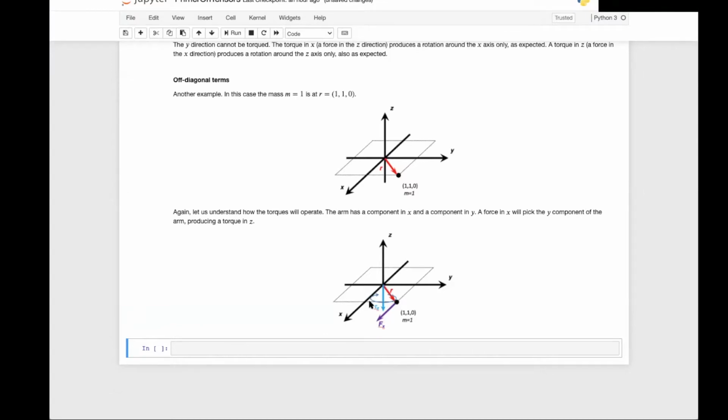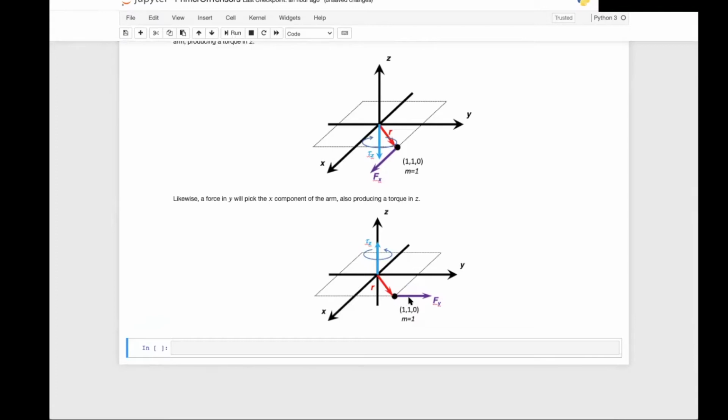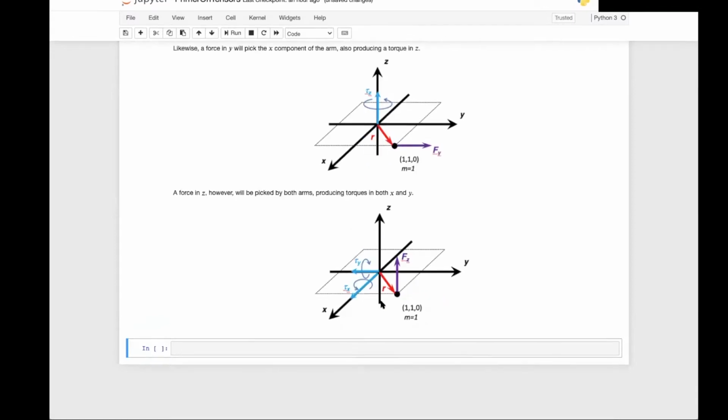So a force in X will pick the Y component of the arm and produce a torque in Z. Likewise, if you have a force in Y, this force is going to pick the X component of the arm and also produce a torque in Z. A force in Z, however, will be picked by both arms and will produce torques in both X and Y.